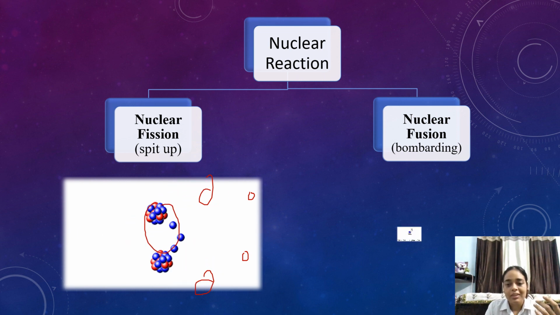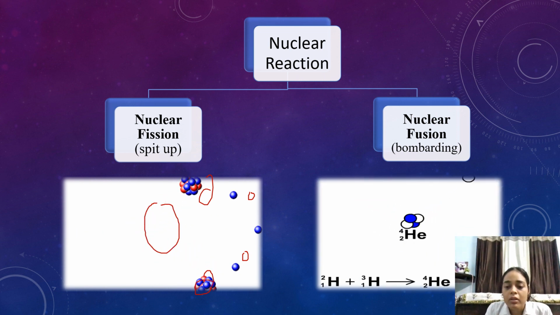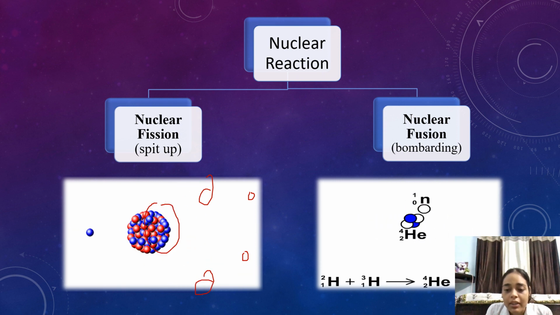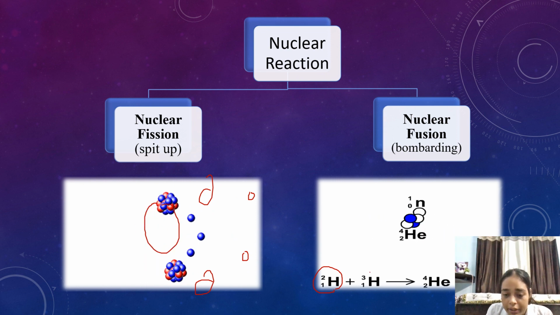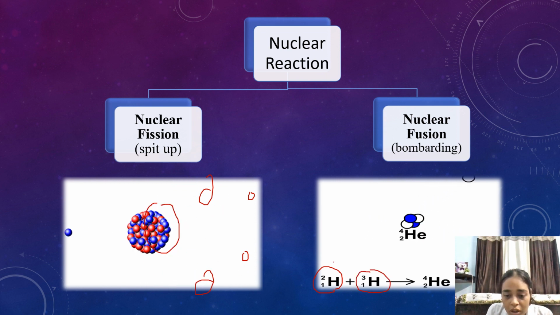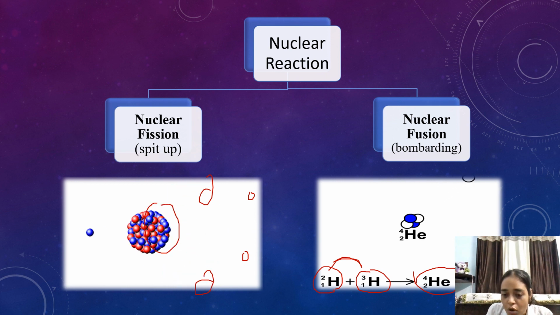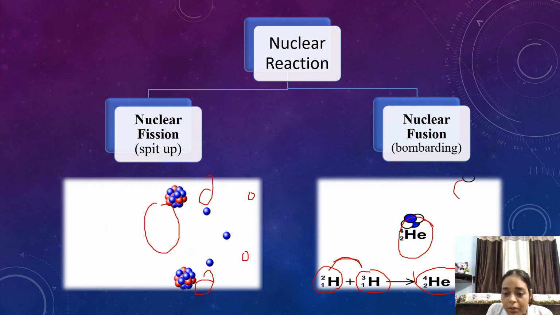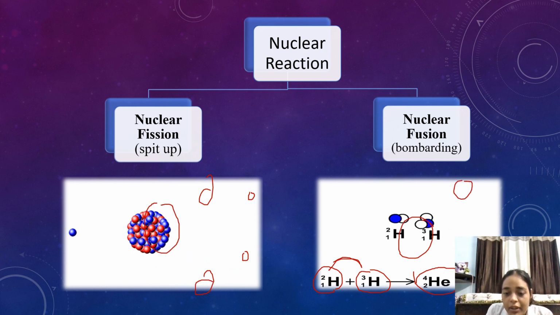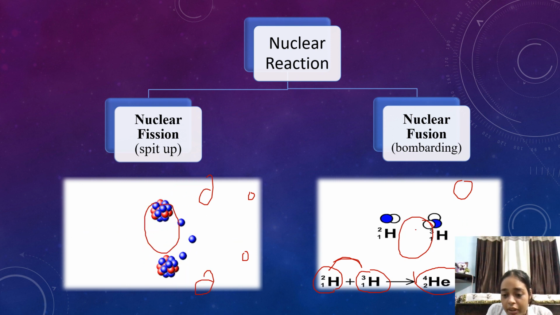It's specifically related to bombarding. So what is taking place here? As you can see, deuterium and tritium, when both combine together, lead to the formation of a new element, that is helium. Helium is formed along with energy, plus some neutrons. See here, the neutron is going out and the helium is formed here.